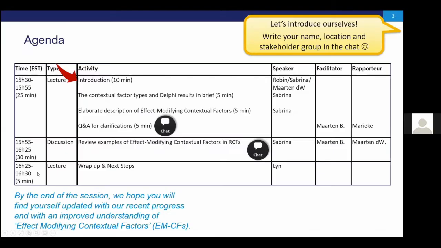Yes, you can switch the slide, Sabrina. We have an exciting program ahead of us for the next little hour, and as you'll see from the program today, our fellow Sabrina will take us through all the excellent results we've seen already from all the stages of qualitative research and Delphi exercises, and you'll hear about our provisional three core domains for contextual factors. And as you'll learn, we'll spend most of our time on the so-called effect modifying contextual factors. So by the end of the session, we hope you'll find yourself updated with our recent progress and with an improved understanding of the effect modifying contextual factors.